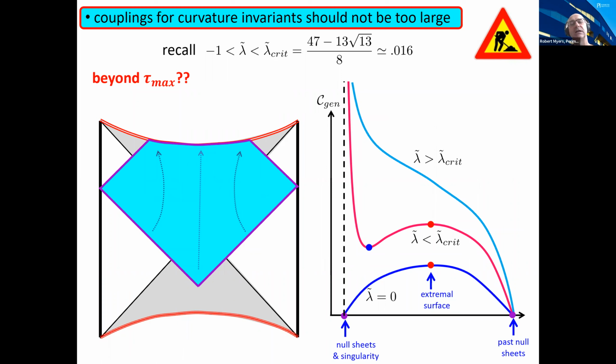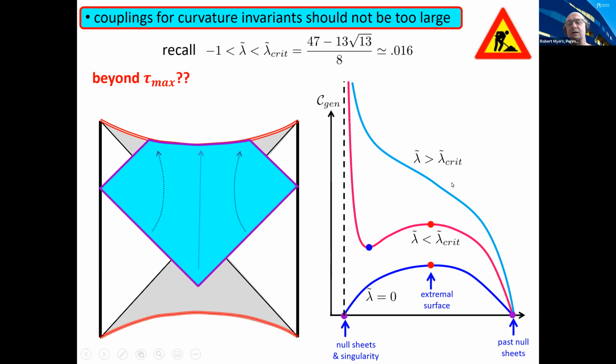And in fact, if I've tuned things so that I'm beyond the critical value, then this structure of critical points disappears. There are no extremal surfaces, but I can still evaluate the generalized complexity, and it's going to start at 0, and it's going to just go up and up and up. This isn't the effective potential that I was drawing, but it certainly looks very much like it. And we were inspired by that.